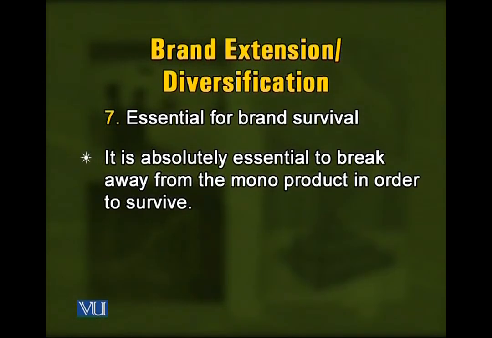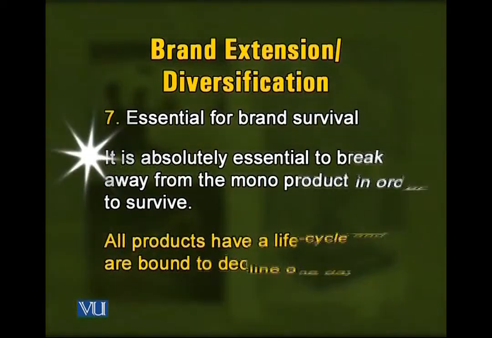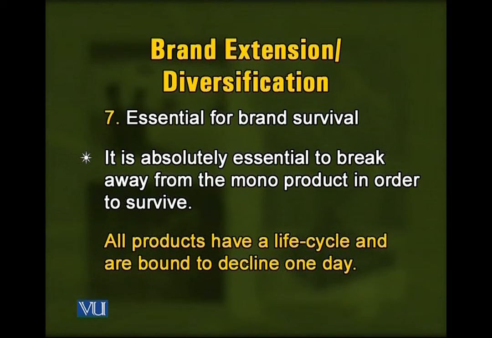It is absolutely essential to break away from the mono product because it is a question of survival. What is going to happen when the mono product is at the end of the life cycle? Like all other living beings, products and brands also are subject to a life cycle, which you very well know. So in order to circumvent or avoid the negative side of the reality of the life cycle, you get into another category for compensation. Because in that category in which you have just entered, you are starting with a new product, and the brand name happens to be the same.